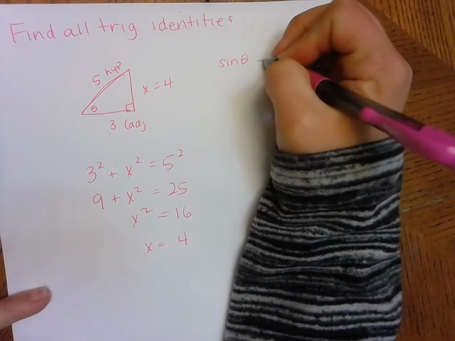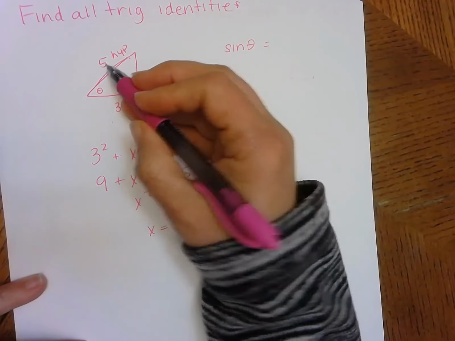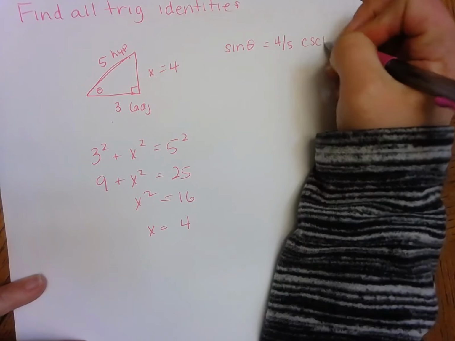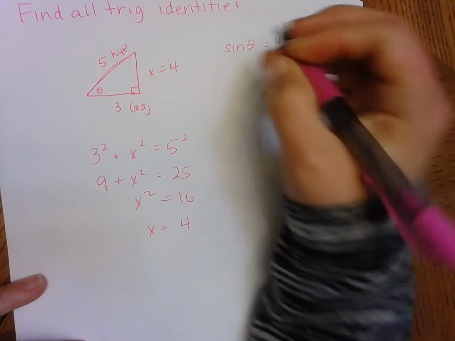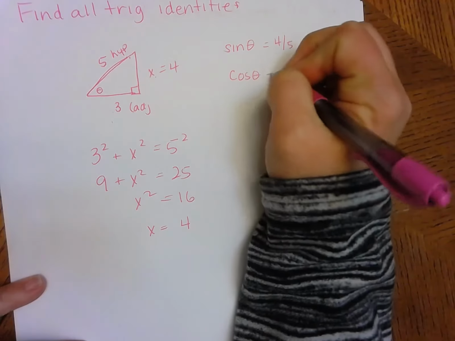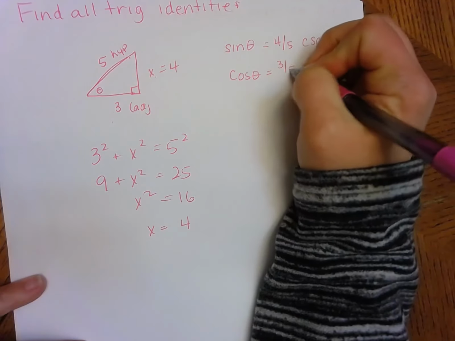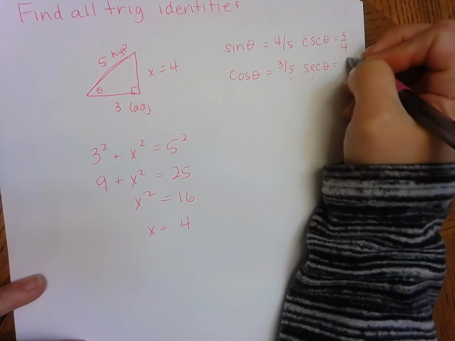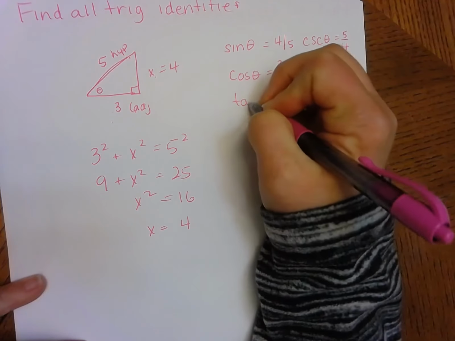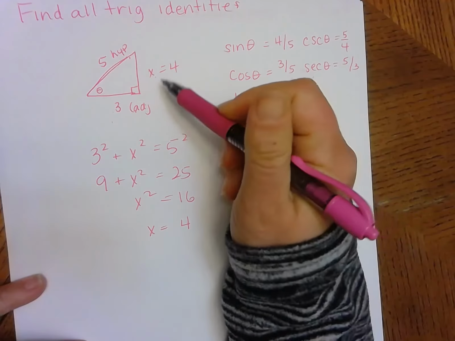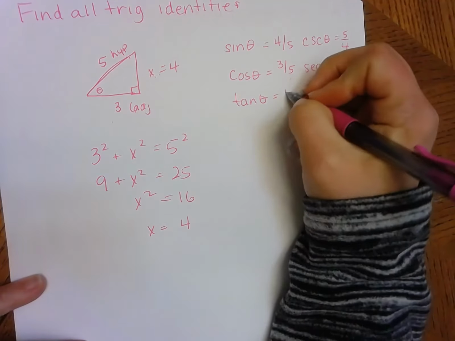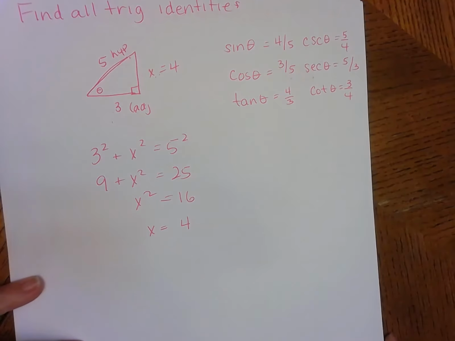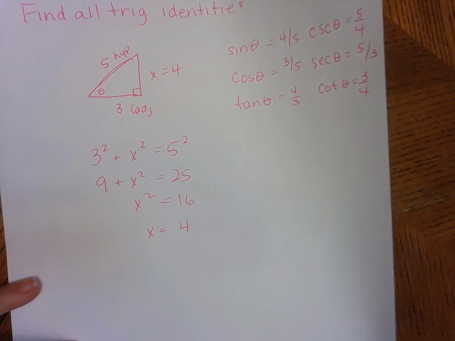So the sine of theta is opposite over hypotenuse, so 4 over 5, and while I'm here, I'll write cosecant theta because that's the reciprocal, 5/4. Cosine of theta is equal to 3 over 5, the adjacent over the hypotenuse. So that means that secant of theta is the reciprocal, 5/3. Tangent of theta is opposite over adjacent, so 4/3. And that makes cotangent of theta the reciprocal, which is 3/4. Okay, so that time we had to find a side.